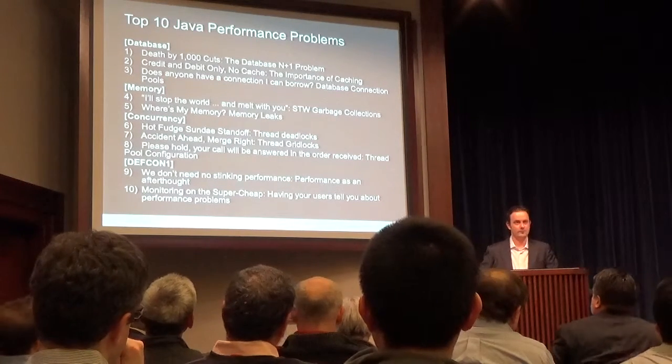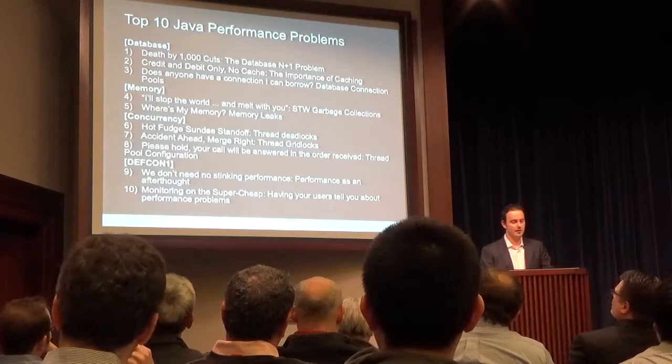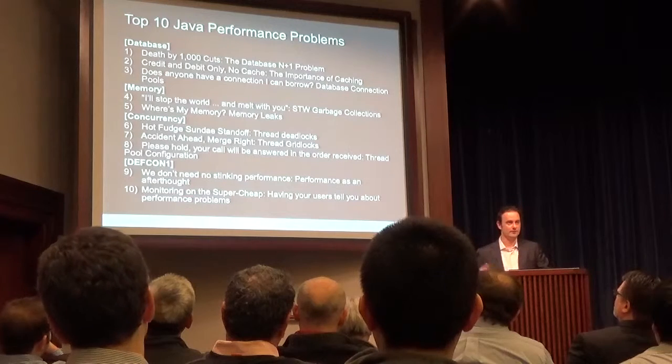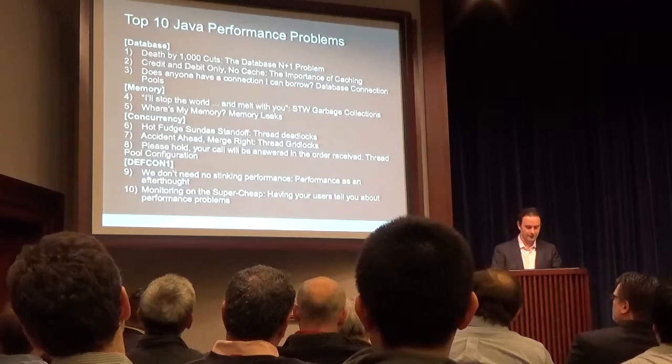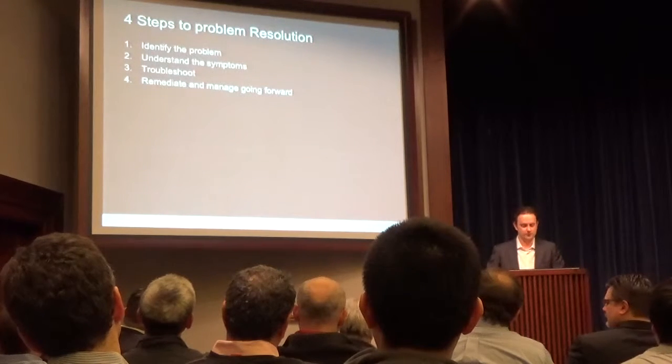The top 10 Java performance problems, as I see them, really boil down to 3 categories: database, memory, and concurrency. So let's jump into it. But before I go into that, 4 steps to problem resolution. How do you do that?